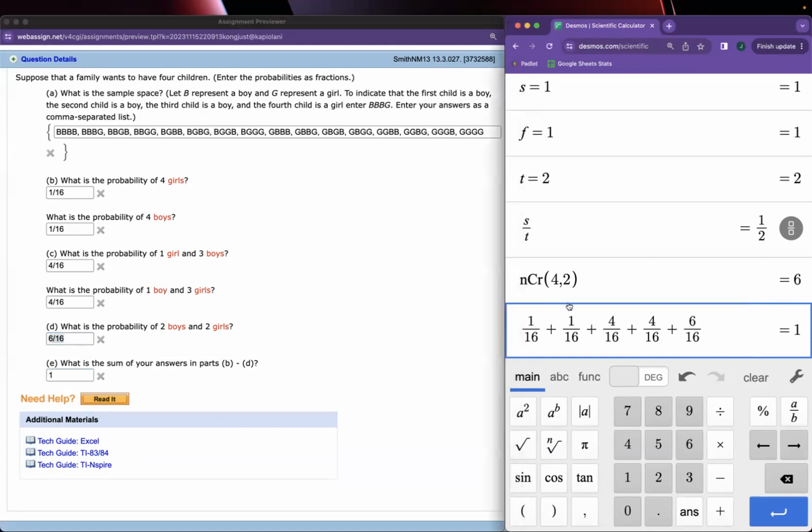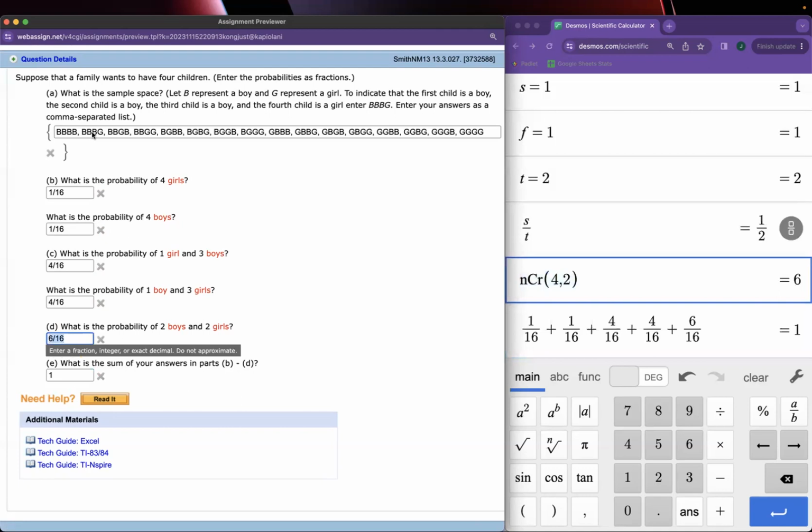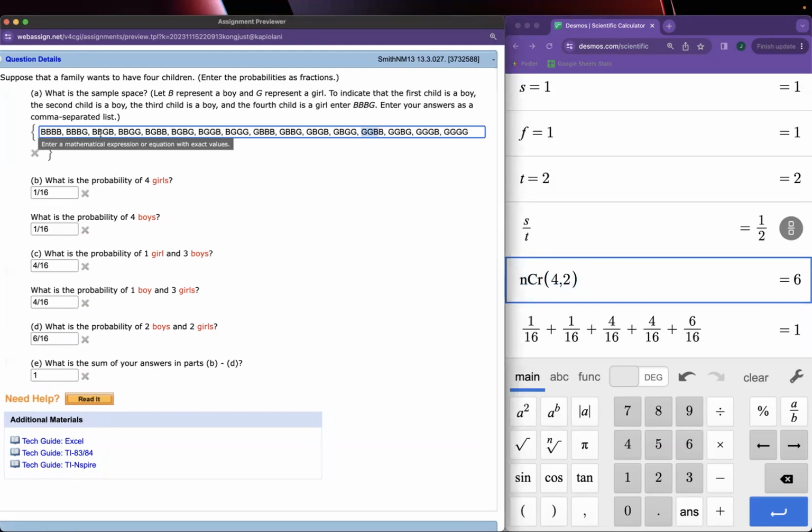So I use the choice function to count the number of ways that I get two girls. But if you want to rather just look at the list, you can find them here. Here's two girls. 1, 2, 3, 4, 5, and oh, I miscounted here. Should be 6. Yeah. 1, 2, 3, 4, 5, and 6. There it is. Yeah, that's how I got this one.